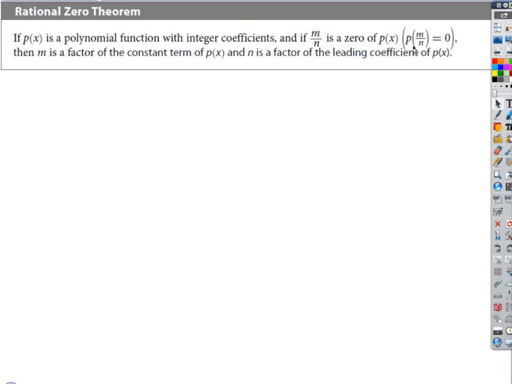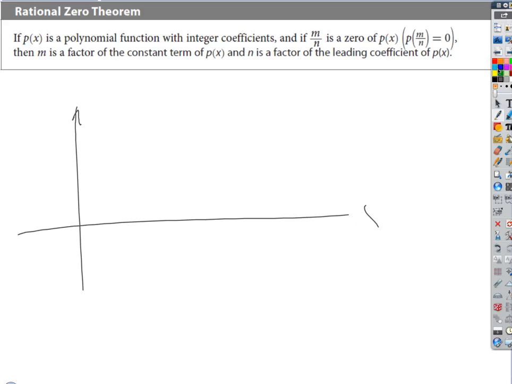So in other words, p of m over n is equal to 0, right? That means it's a 0, agreed? Meaning that if we evaluate the function at that value, it's going to give us back 0. It has to be that way. Let's remind ourselves real quick why it has to be that way.